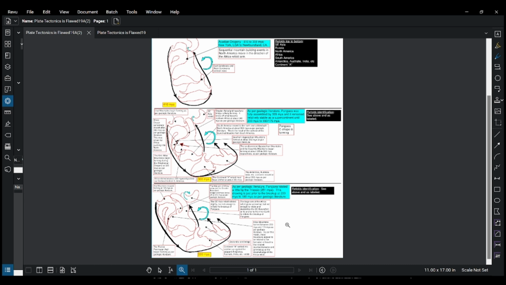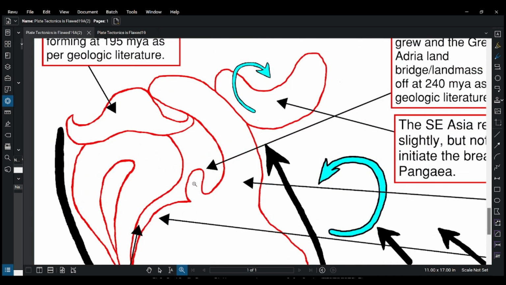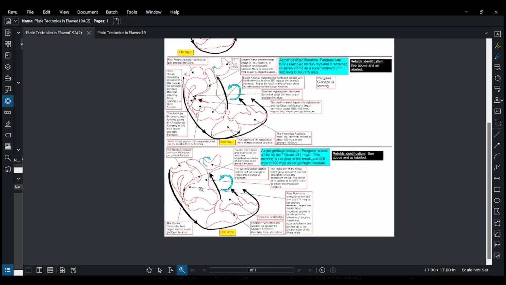Okay, so this is a new tectonic regime. So the system again is moving counterclockwise. Africa arm, India arm, continent A arm formed. Little arm of Africa too, forgot to mention that. That's forming here. There's that little arm of Africa. And Greater Adria and all is forming land bridge.